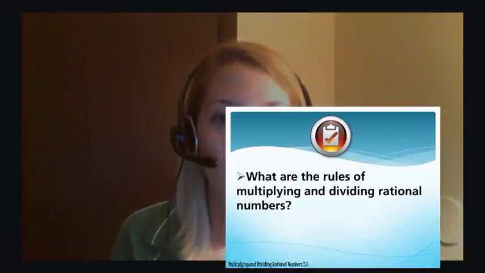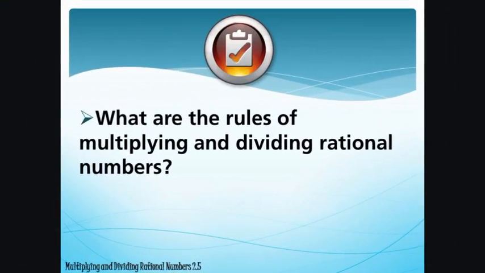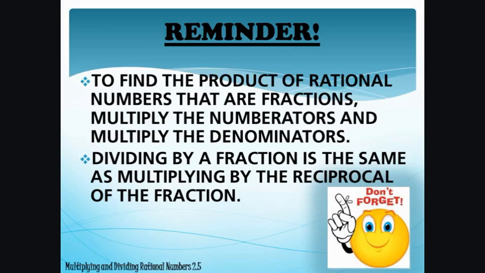So let's take a moment to review what we went over in this lesson and to see if you can answer this question: what are the rules of multiplying and dividing rational numbers? Moving forward in these lessons, please remember that you're just going to multiply straight across your numerators and your denominators. And also remember that when you're dividing fractions, it's the same as multiplying by the reciprocal.